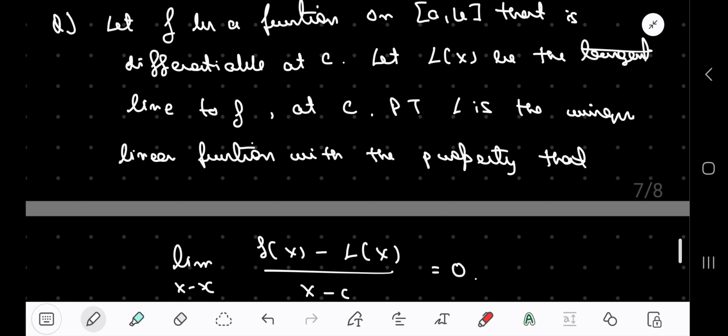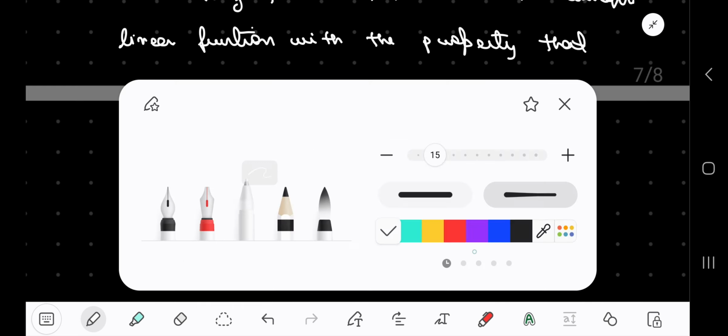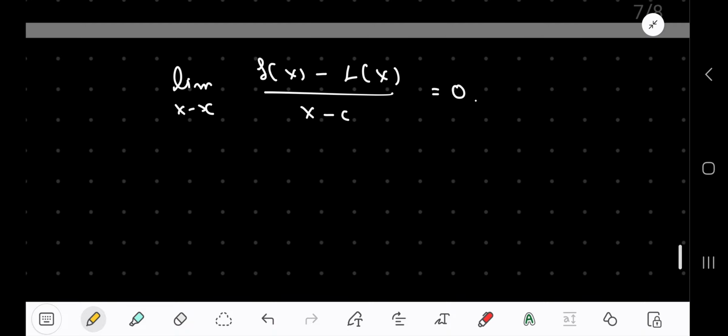We are given that f is differentiable at C and Lx is the tangent line to f at C. Then what I need to prove is that this quotient tends to 0 as x tends to C. Fine. And the proof is quite simple. If you carefully observe, you just need to go via the definition.